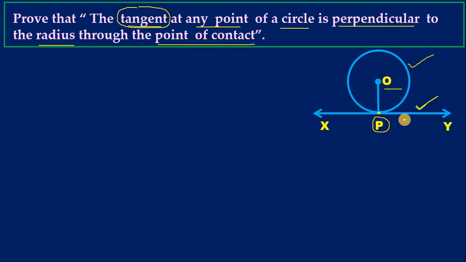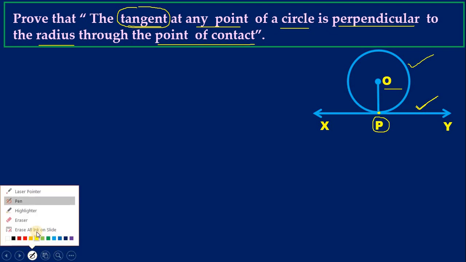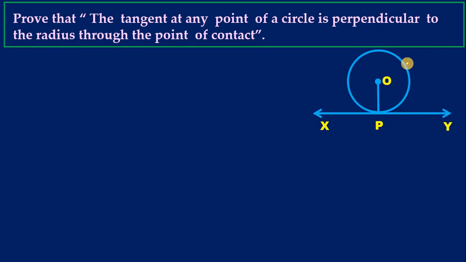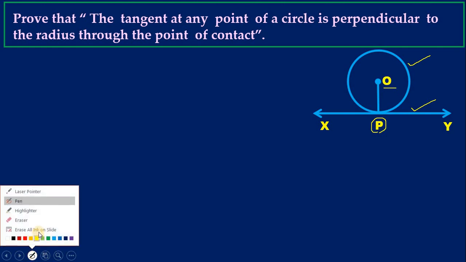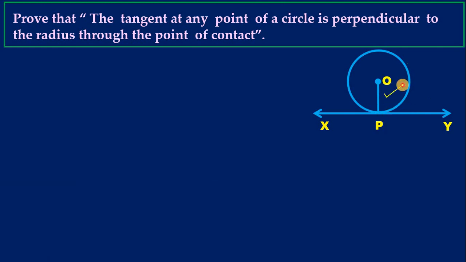So these are the given things in the figure, children. This is what we have to write in given. I repeat again: a circle with the center O, XY is a tangent to the circle at point of contact P. This we have to write in data. And what we have to prove: OP is called the radius and XY is called the tangent. Hence, OP is perpendicular to XY. This is what we have to prove in this theorem.